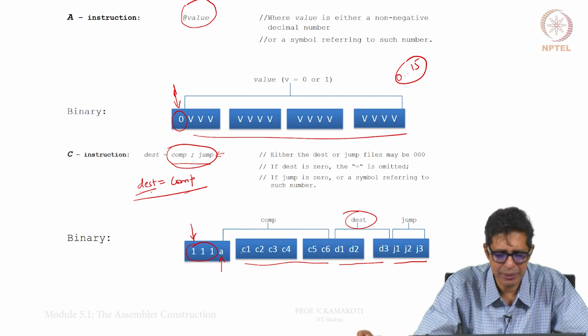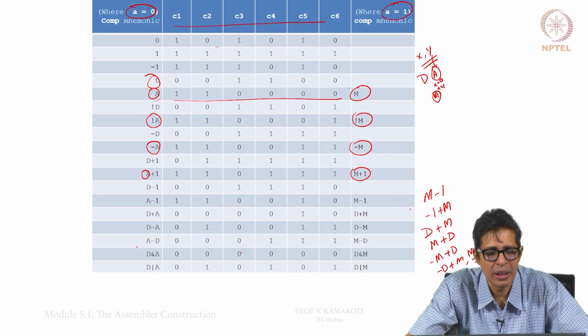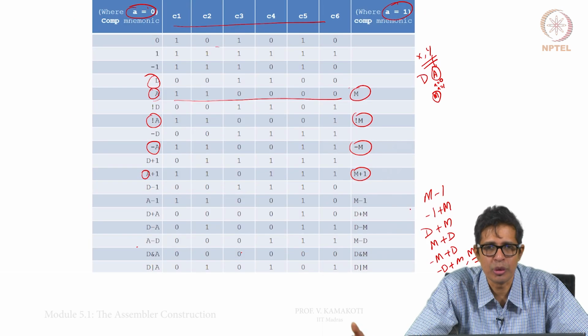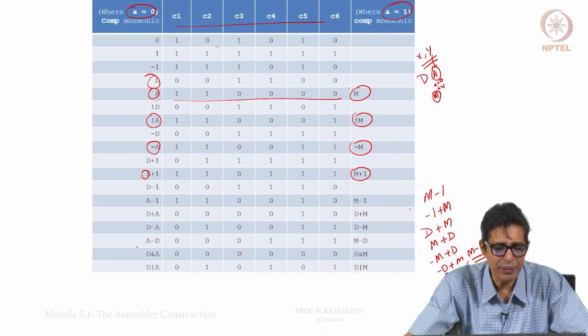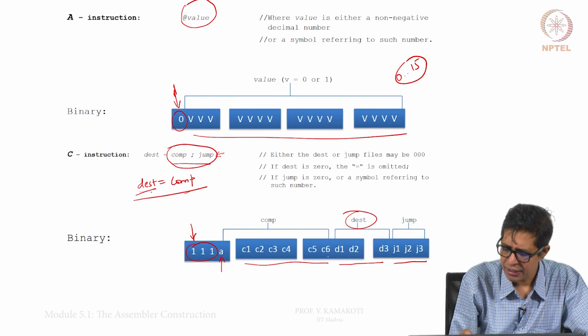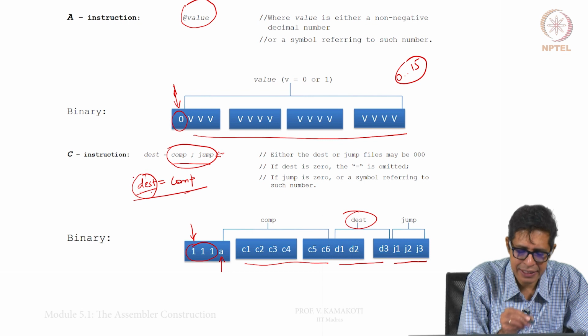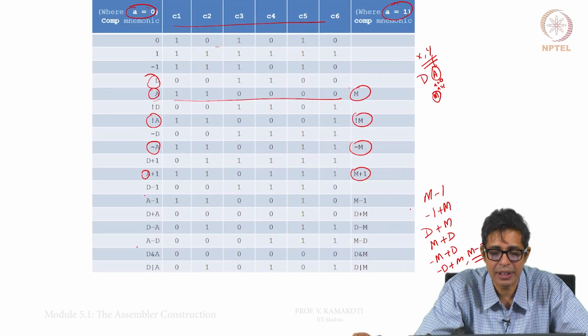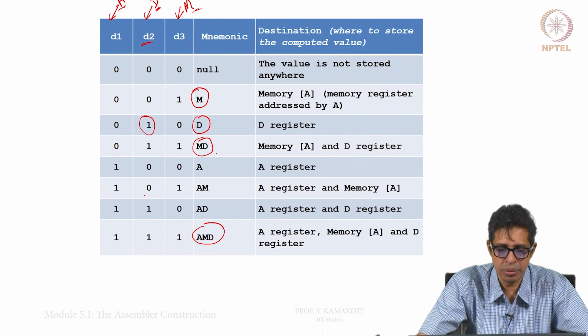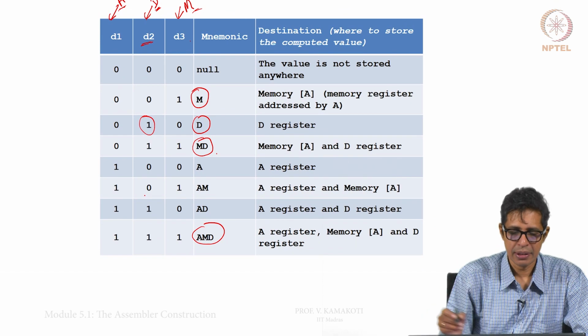We have already done that. I am just revising it so that I reinforce some of the concepts that we have done earlier. And this is about the D1, D2, D3. And when do we fill this D1, D2, D3? When your destination exists. In the case of a jump, destination does not exist. When your destination exists, we fill it up. And this is how.